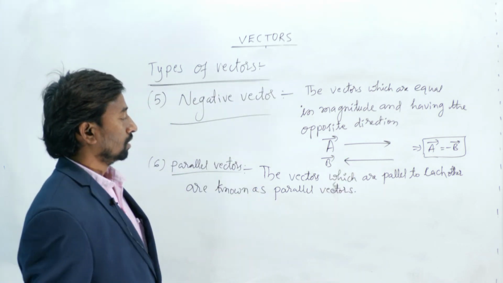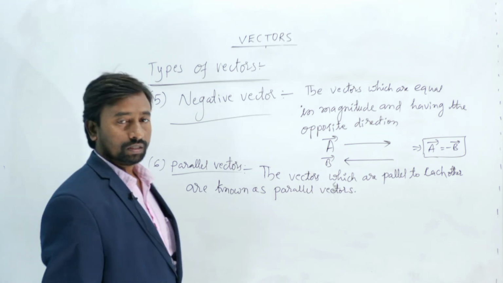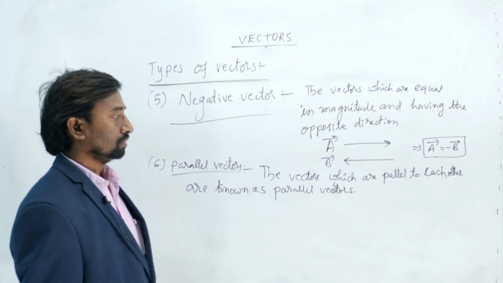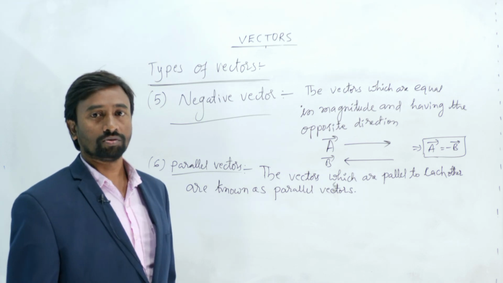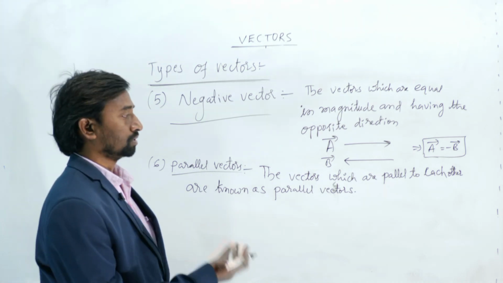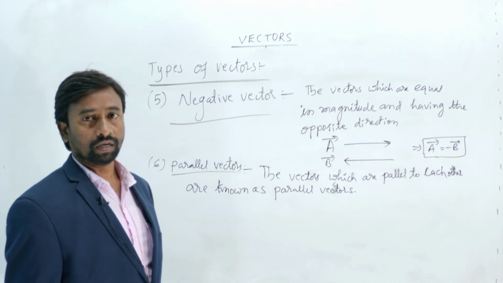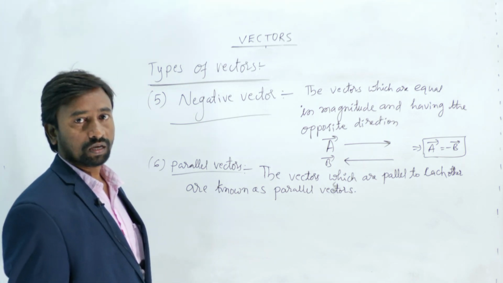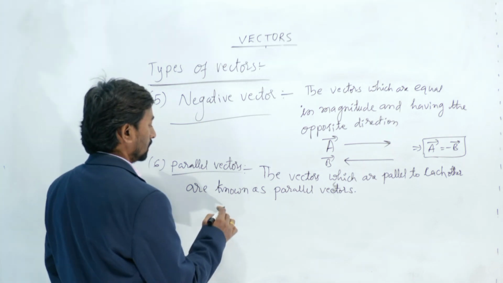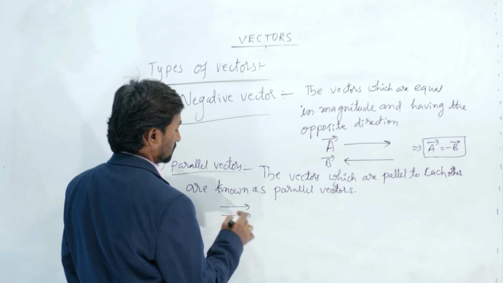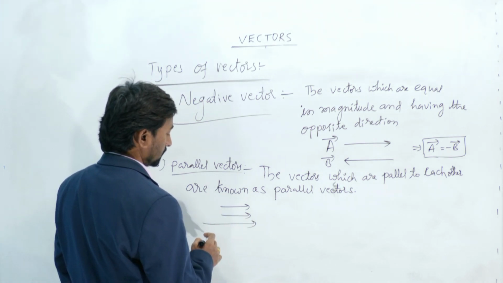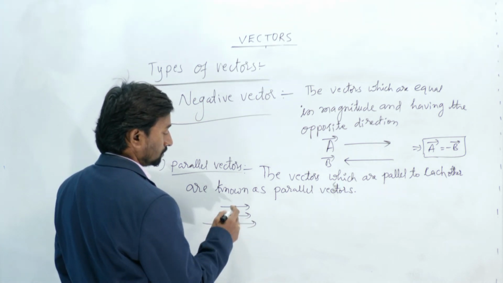So here they should be parallel to each other. The magnitude may be equal or not equal, and the direction also may be the same or it may be in the opposite direction. So they are parallel to each other there. Suppose let us see here two vectors in the same direction and this vector is in the same direction. Okay, so they are parallel vectors.